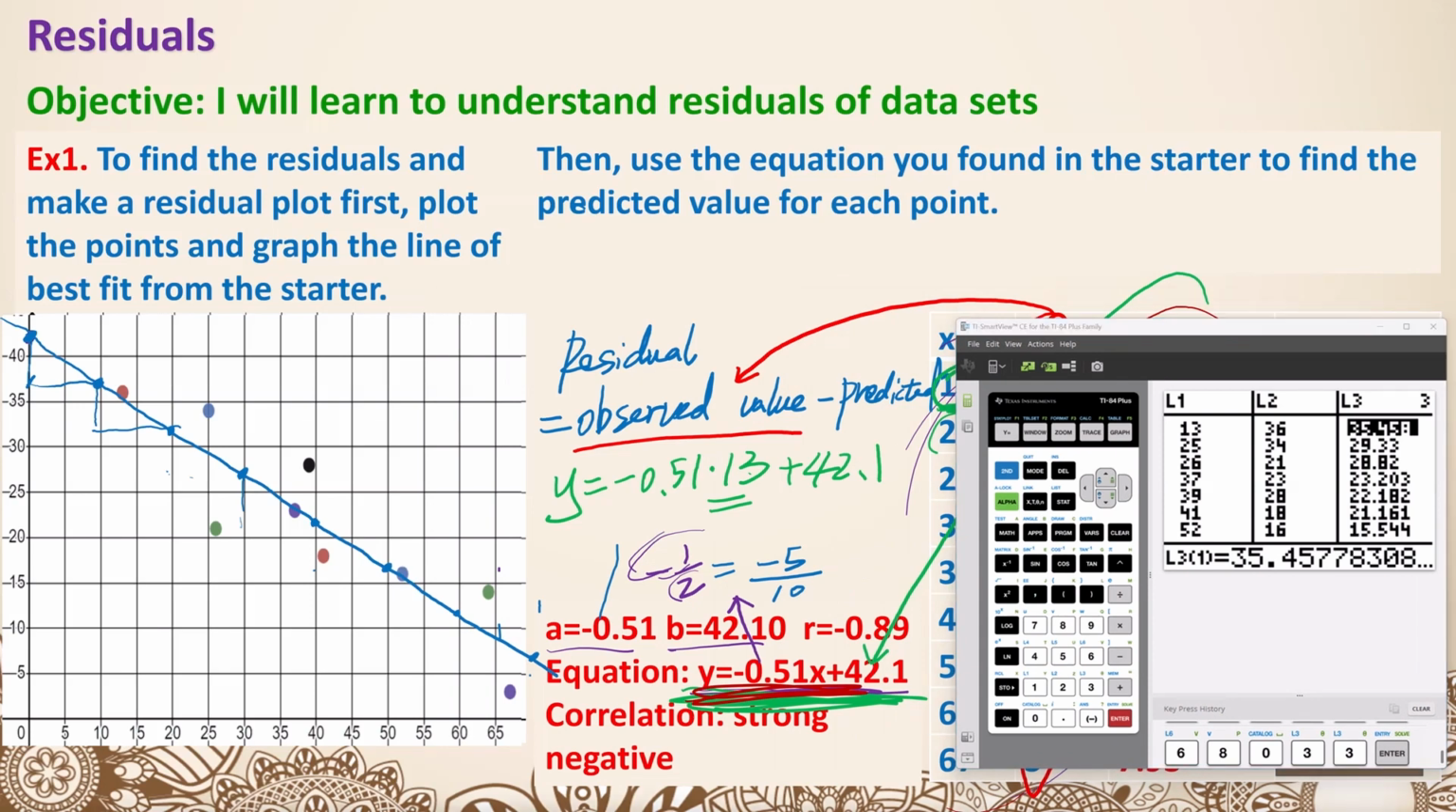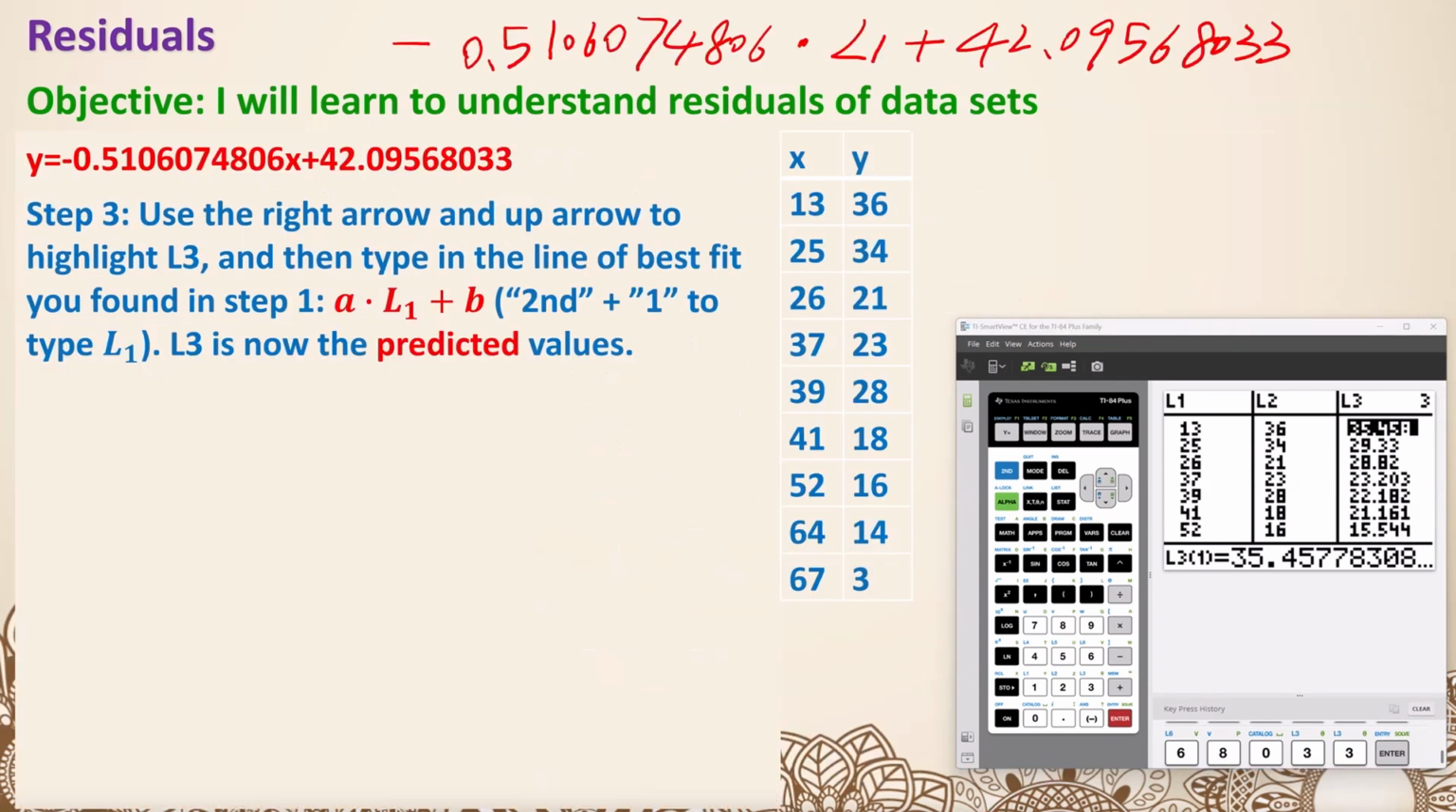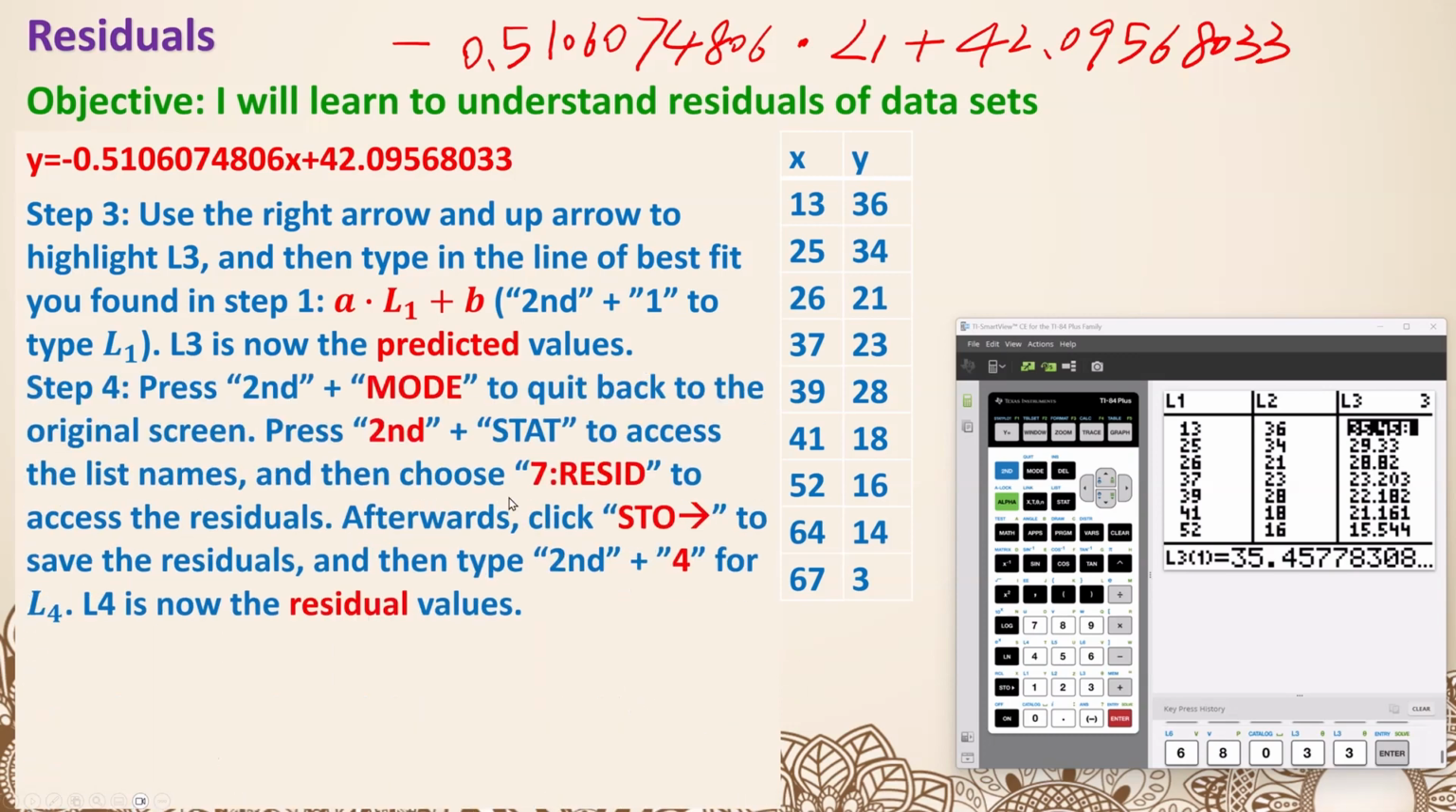Now let's come back to what we were doing. So there you go. That's L3. They are the predicted value. And now let's go through L4. So for L4, there are two different options. We can either let our calculator do the residual, or we can actually use something that we have learned yesterday to do it manually. So let's see how to get the calculator to do the process.